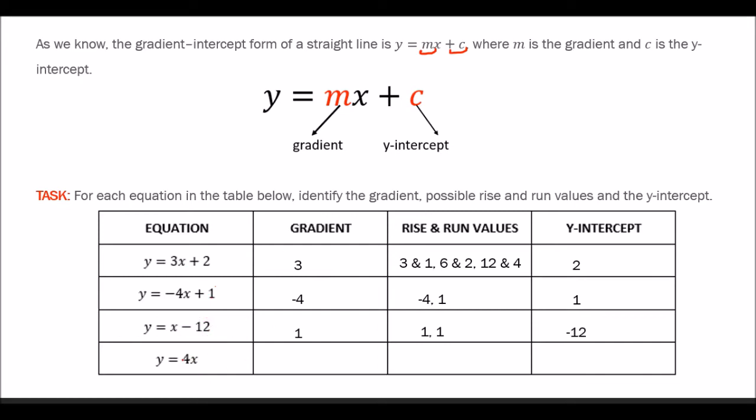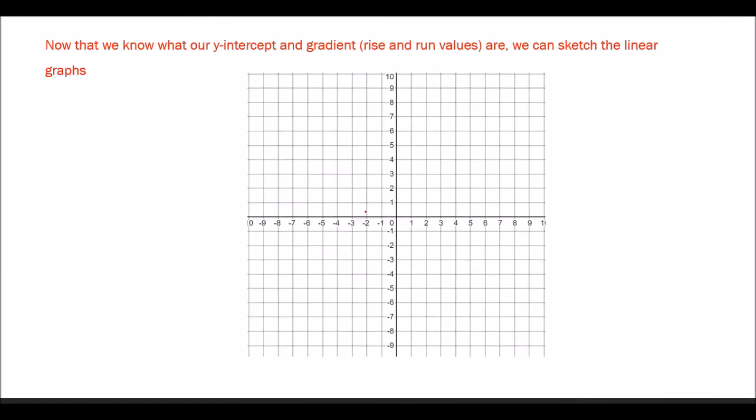Here the gradient I can see is that number next to the x, so it should be 4. So if it's a whole number, remember the rise over run is just going to be 4 over 1. And then there is no number by itself here, so that means that the y-intercept is 0. All right, so now that we know our y-intercepts and our gradients, which is the rise and run values, we can sketch the linear graph.